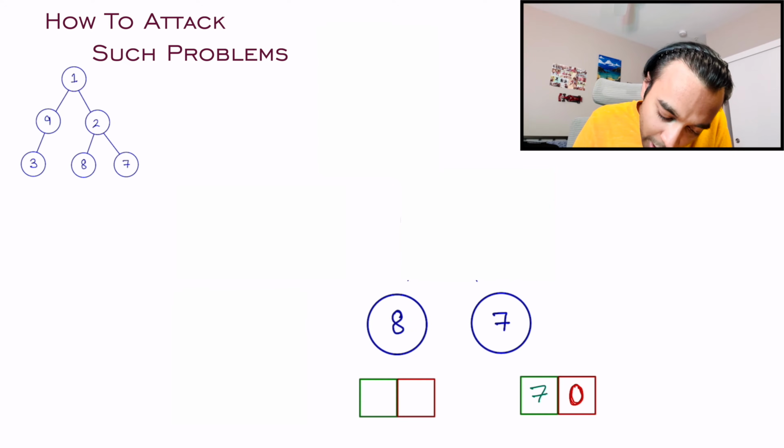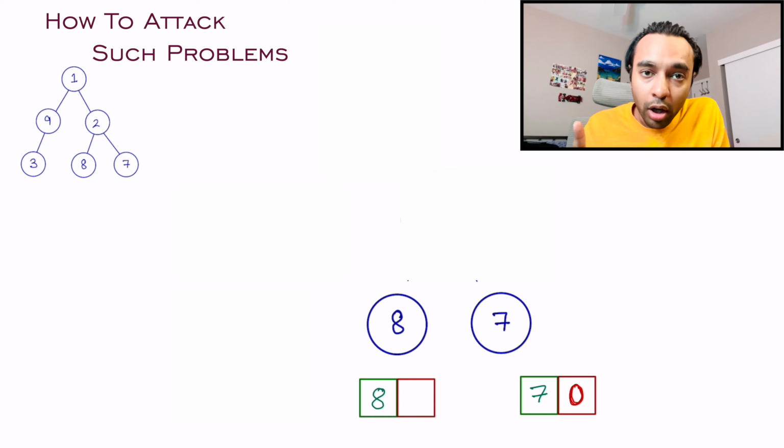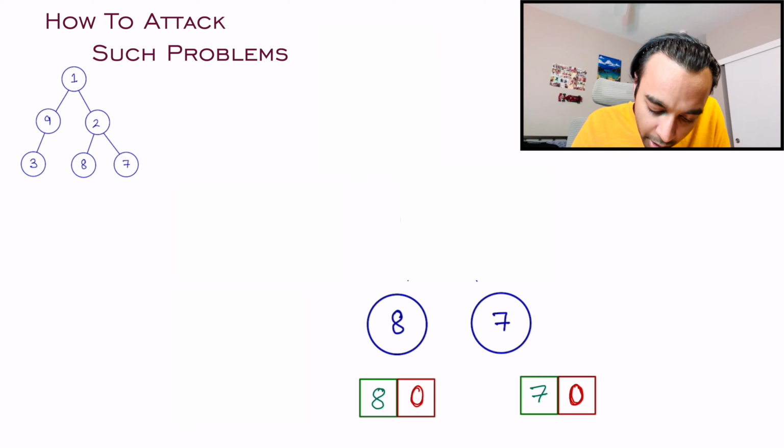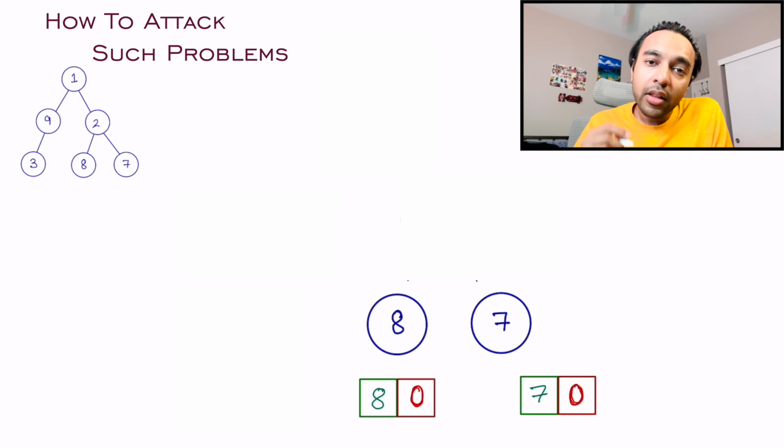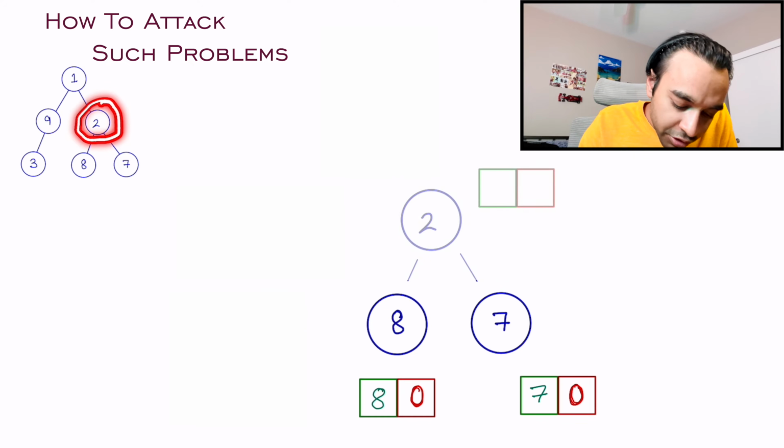So if I rob this house, I will be able to get an amount of 8, right? And if I do not rob this house, then I will have the amount of 0, right? Because I cannot go anywhere else, right? So that's what we are doing right now. Either we rob it or we don't rob it. Now let us move ahead. Let us look at our house number 2.